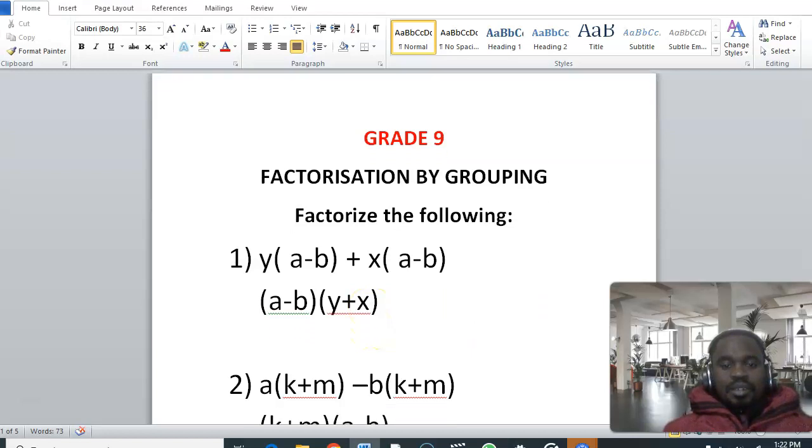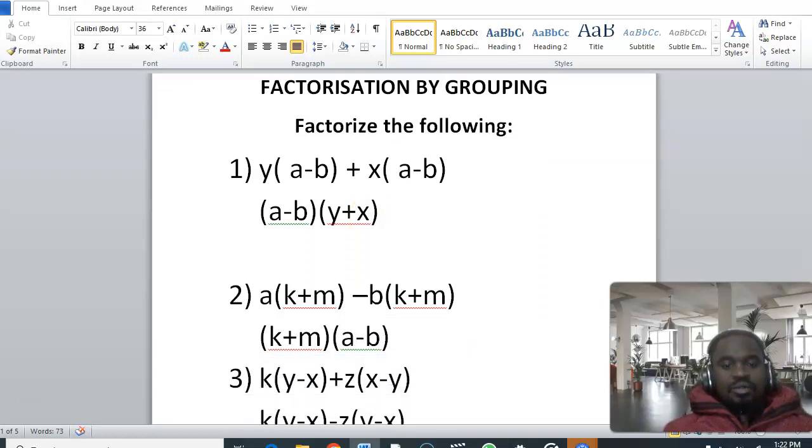Okay, let's look at this one also. Similar to that one, we have a times k plus m minus b times k plus m. k plus m is common, so you write it once, then you write a, then this minus b.